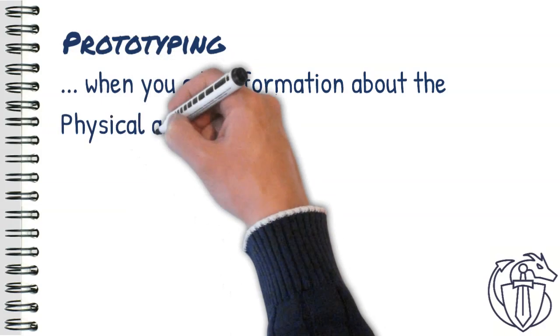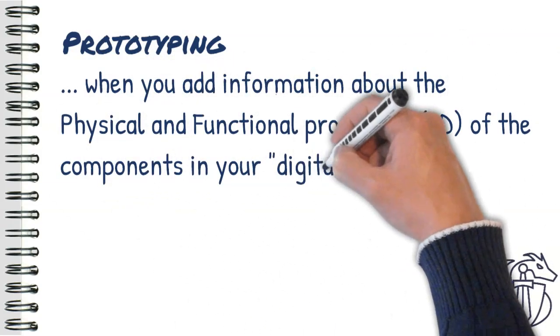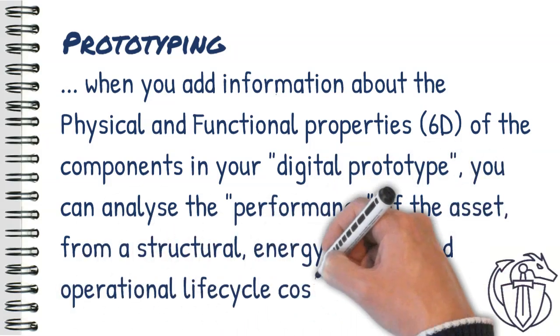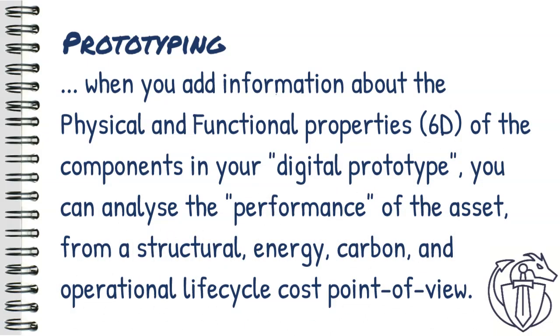When you add information about the physical and functional properties of the components, or 6D, in your prototype, you can analyze the performance of the asset from a structural, energy, carbon, and operational life cycle cost point of view.